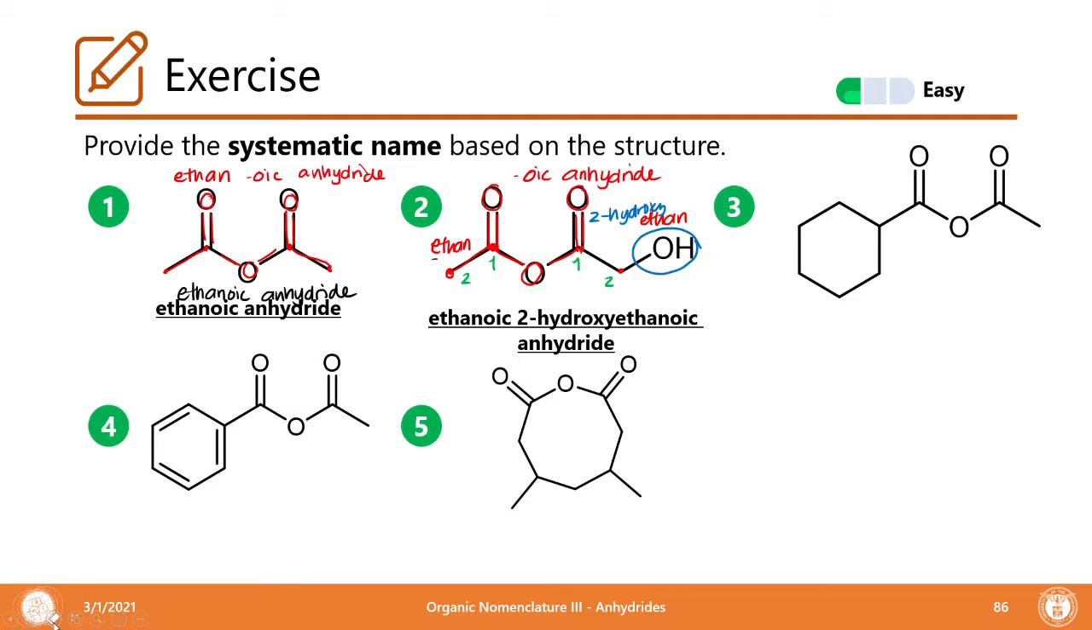Let's erase that. Let's go to the next one. So here we have an anhydride. This side of the anhydride is directly connected to the part of the parent chain, which has 2 carbons, so this becomes ethanoic. This is our anhydride, and then this side, this carbonyl carbon is connected to this large cyclic system, so this system must be our parent name. So we will not use oic, rather we will use carboxylic.